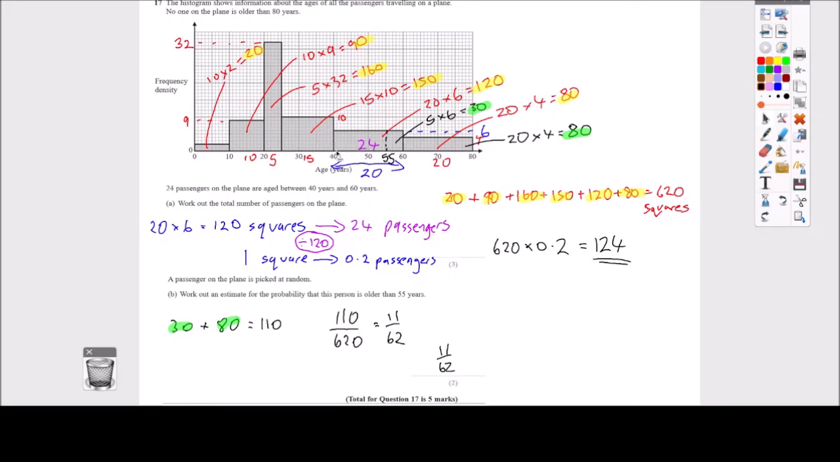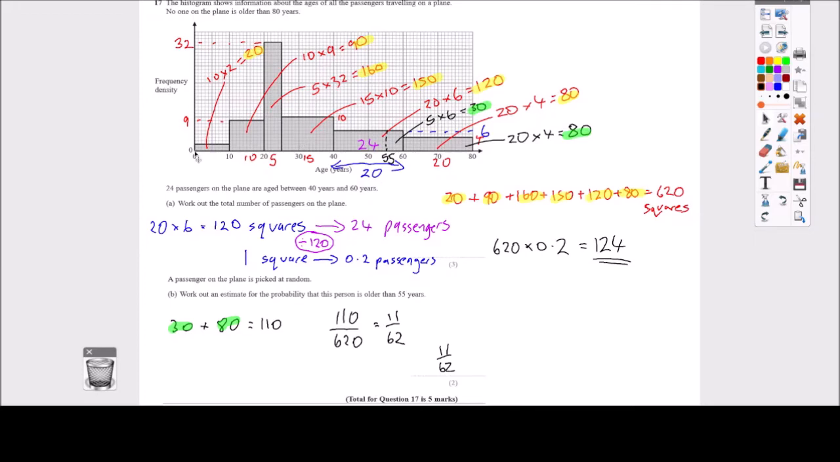Now, in terms of baby squares, how many squares are in this area? Well, we've got a base of 20, a height of 6, 20 times 6 is 120. So 120 of these baby squares represent 24 passengers. So if I now divide both sides by 120, each of those tiny little baby squares represents 0.2 passengers. So now that I've broken the code, if I work out how many baby squares we've got in total, I can then just multiply that by 0.2 to work out how many passengers were on the plane. So I've now just got to work out each of these areas in turn.